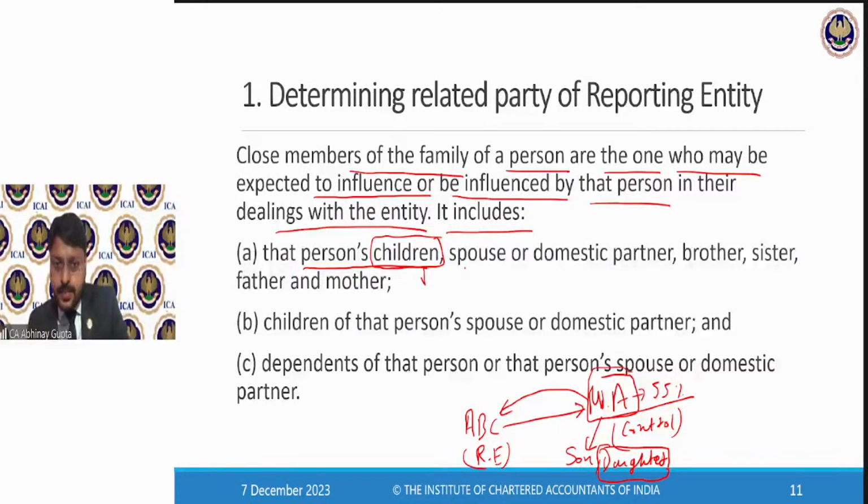Then, next is spouse. So, if Mr. A's wife, right? Or if it would have been Mrs. A, then Mr. A would be the husband, right? So spouse means husband as well as wife, right?